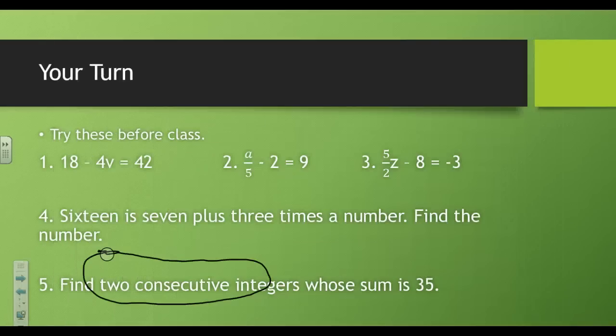Okay, sorry, I thought it stopped recording for a second, but it looks like it's still going. So number 4 says 16 is 7 plus 3 times a number, find the number. So we need an equation and the answer. And then number 5 says find 2 consecutive integers whose sum is 35.